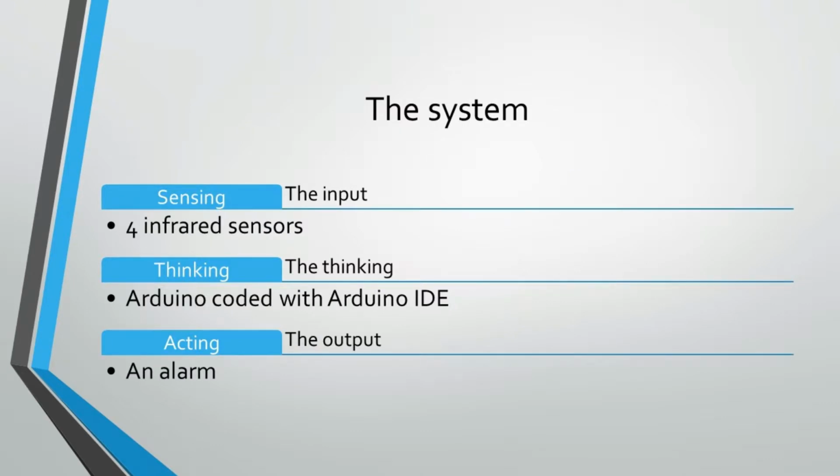To break it down into the sensing, thinking and acting system, the sensing will have four infrared sensors, the thinking will have Arduino code with the Arduino IDE, and the acting will be an alarm. That's all. When you break it down, it's a very simple system.